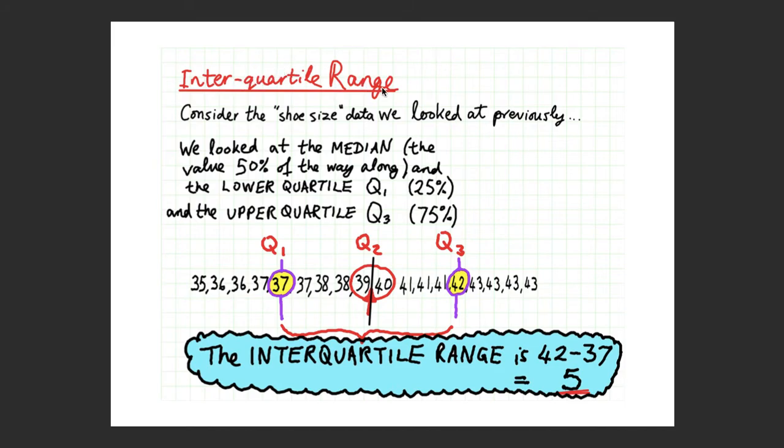So it says interquartile range. Consider the shoe size data we looked at previously. We looked at the median, the value 50% of the way along, and the lower quartile, or Q1, that's the value 25% of the way along, and the upper quartile, Q3, that's the value 75% of the way along. So there's the data with those values highlighted, and then the interquartile range, so the middle 50% in other words, has a spread of 42 minus 37. The interquartile range is 42 minus 37, which is 5.